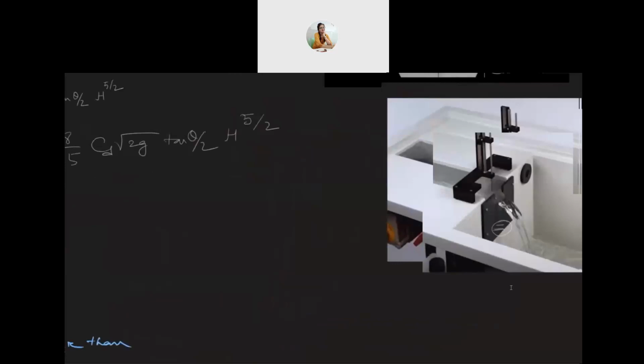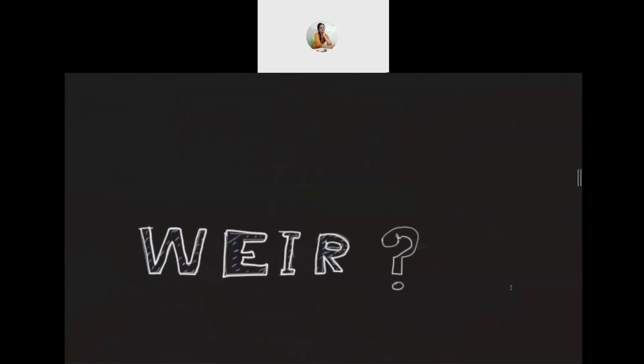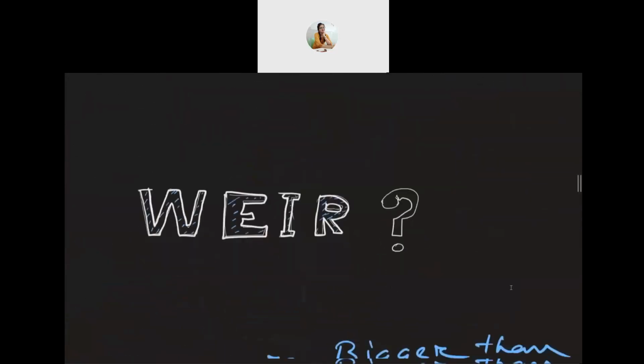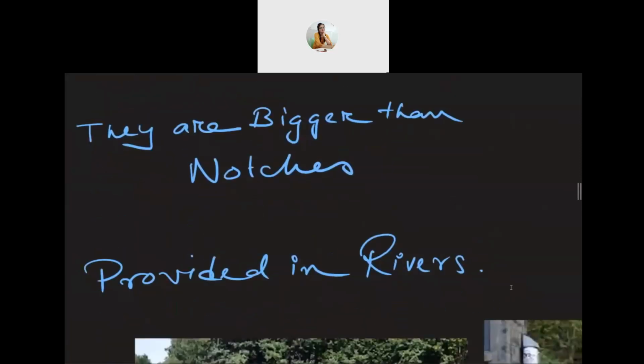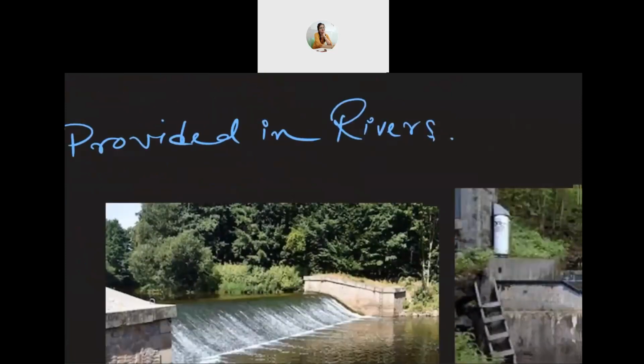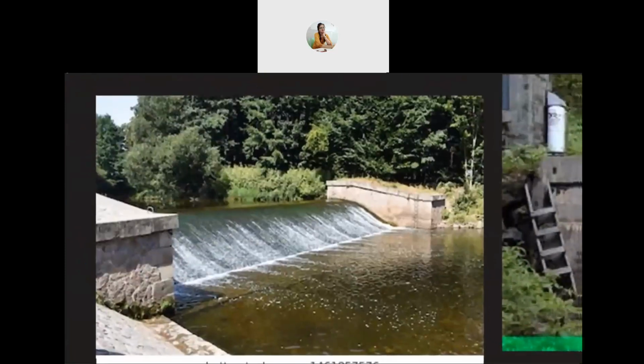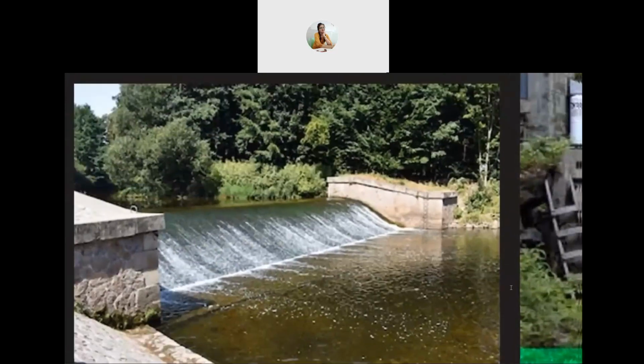Now let's discuss weirs. A weir is similar to a notch, but the only difference is that they are bigger than notches, and instead of small appliances, they are provided in rivers and streams. So they look like this. This is a rectangular weir, and this is a triangular weir.